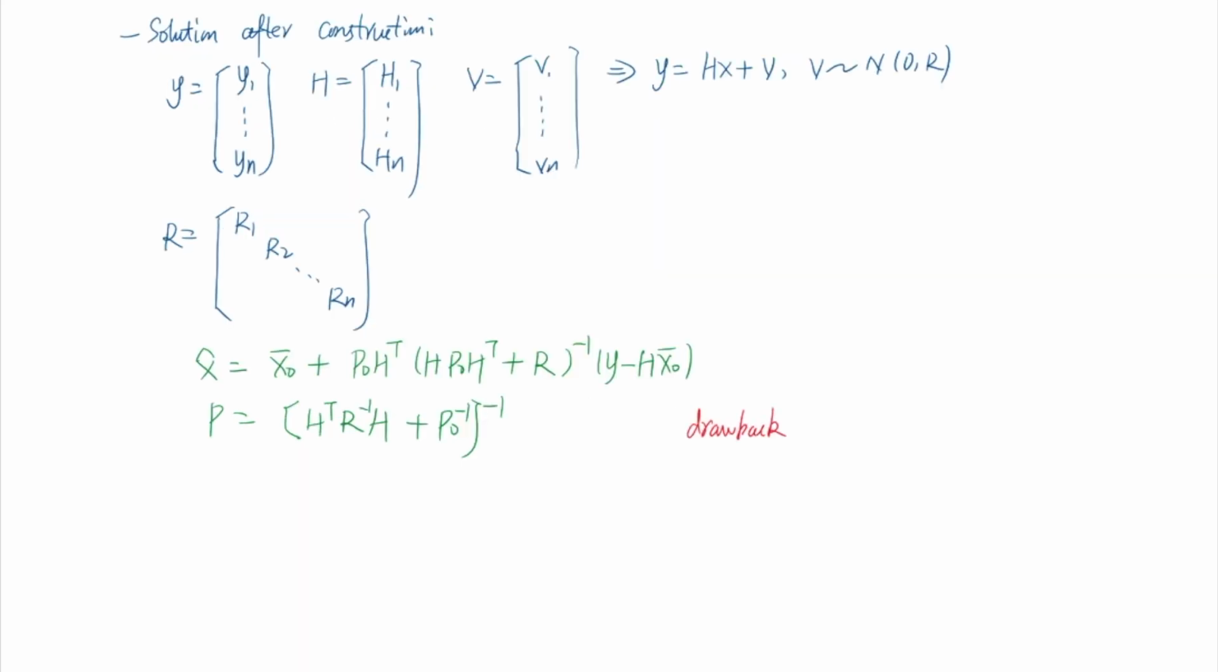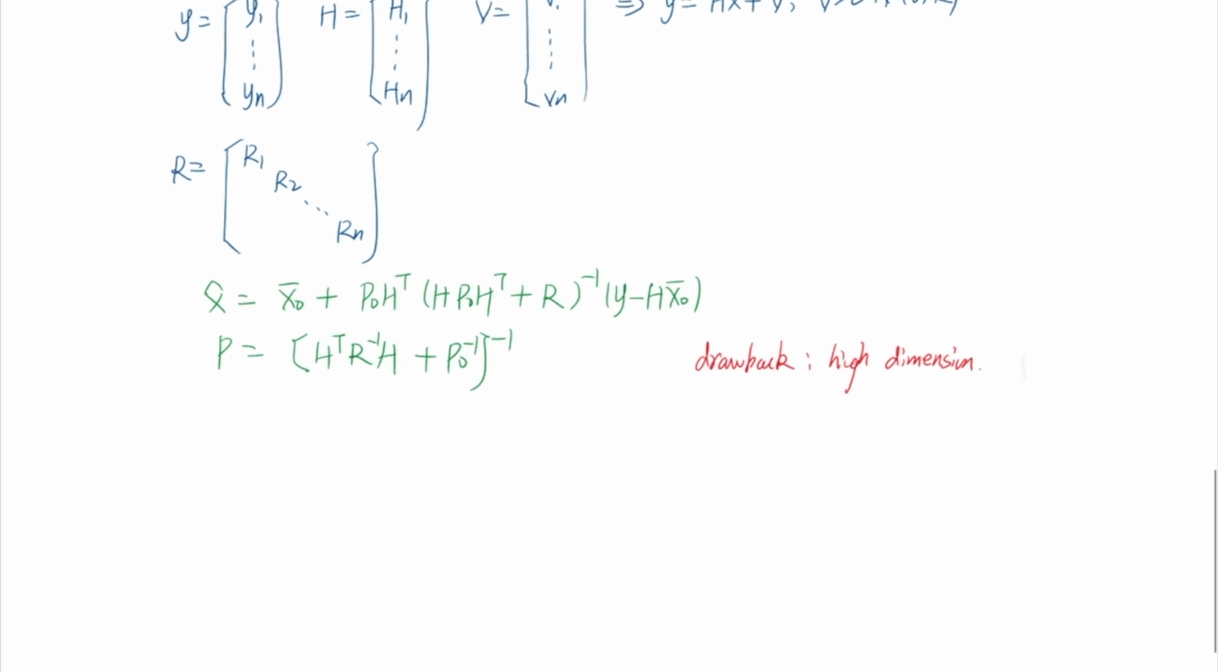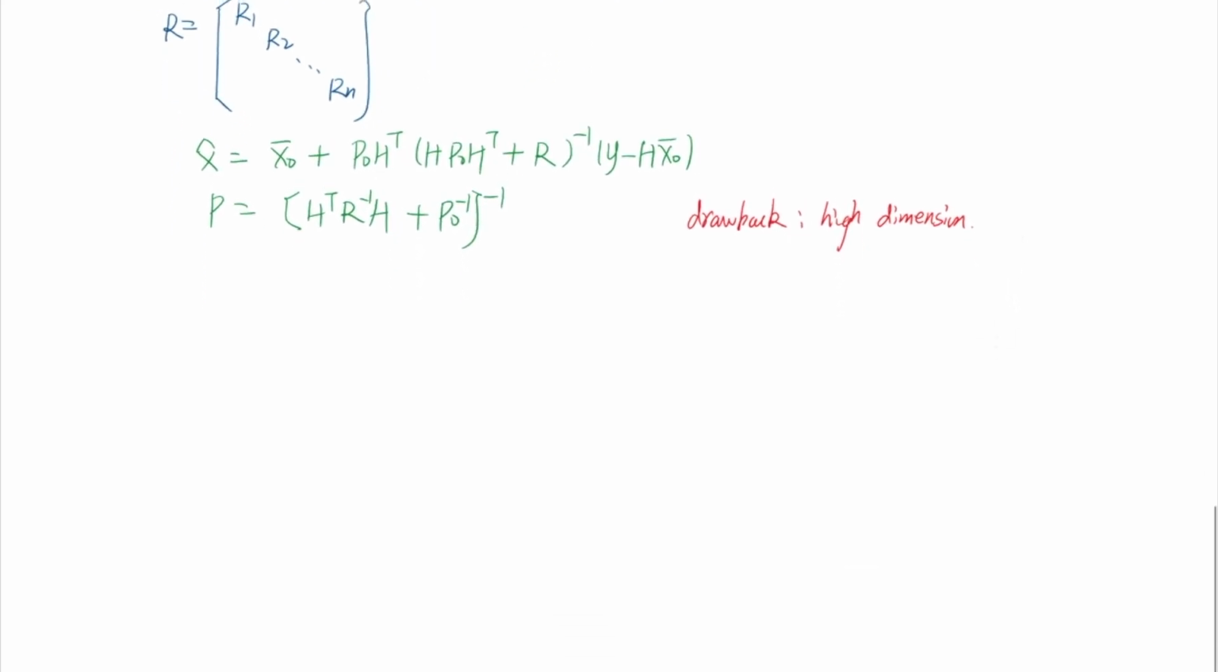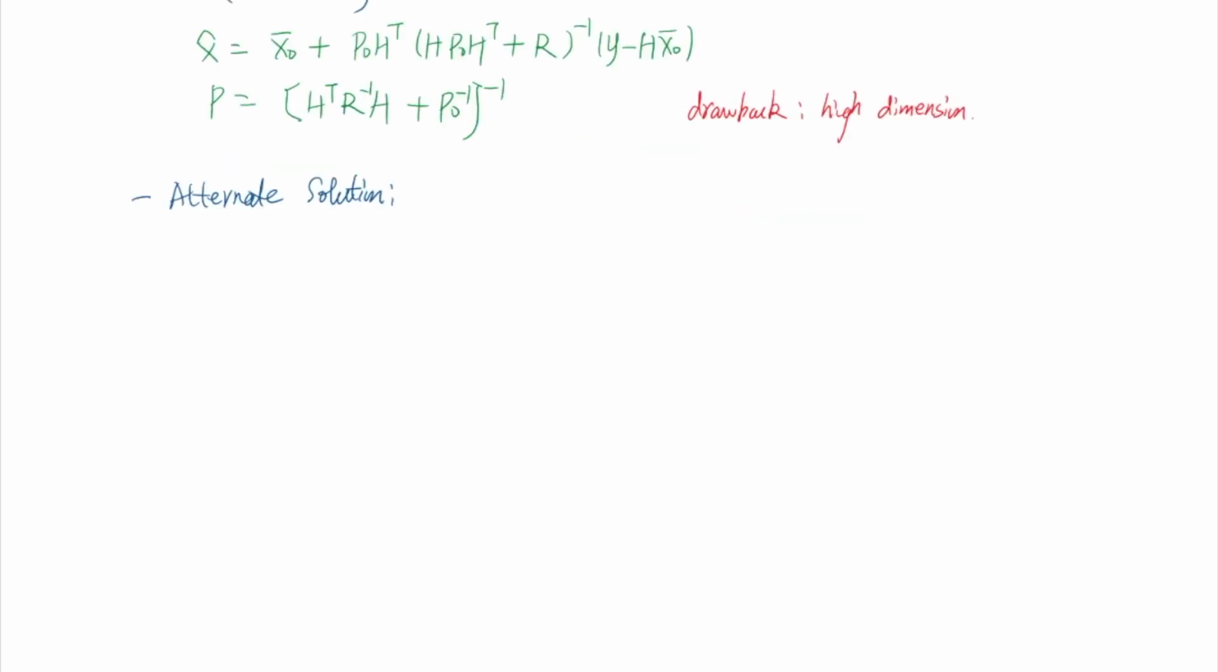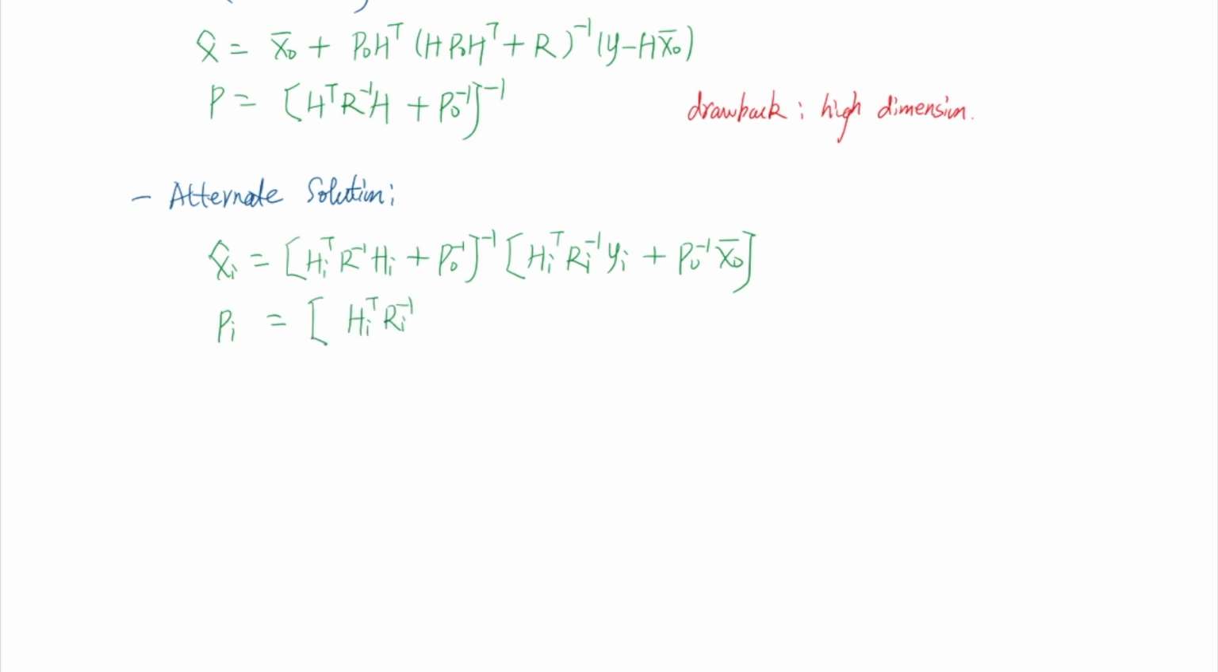But there is a drawback of this system, that is, now we are dealing with higher dimension than the original system. So it turns out that we can have an alternate solution to go around this higher dimension. In this alternate solution, we can obtain xi just based on the measurement of yi and x naught. Similarly, we can obtain just Pi based on P naught and Ri. And the trick here is how to combine those xi and Pi.